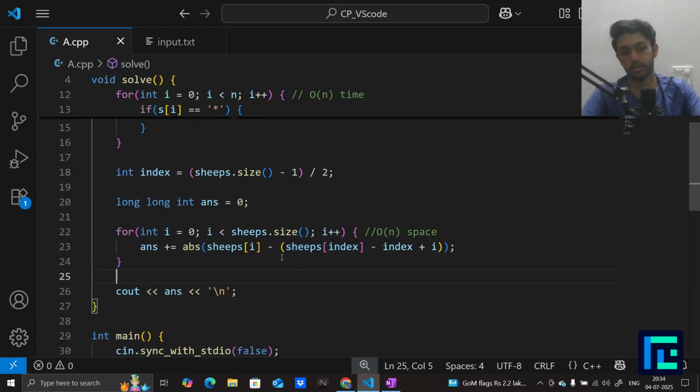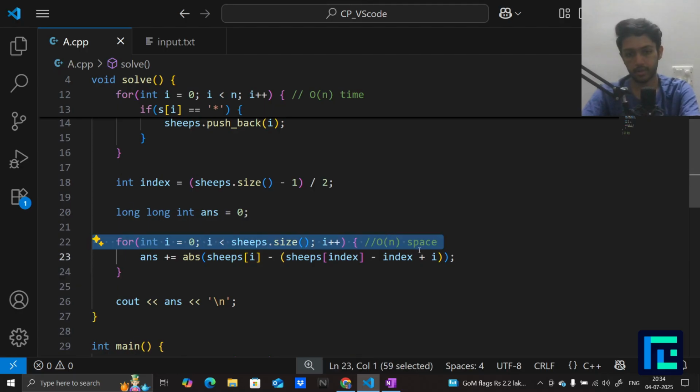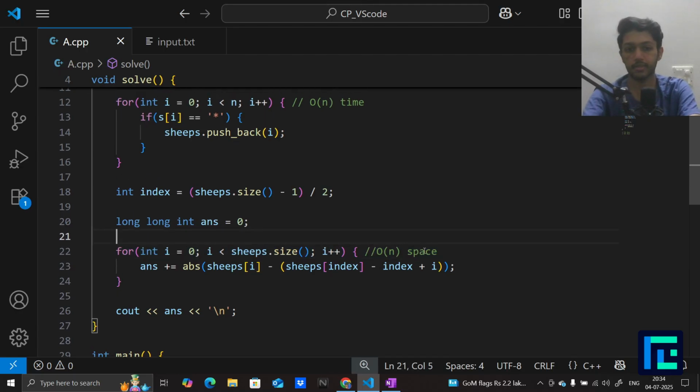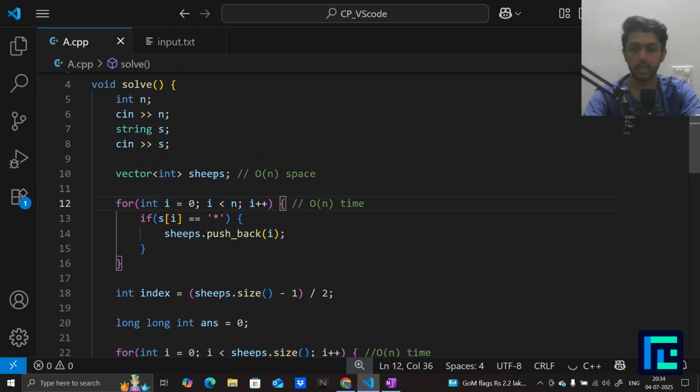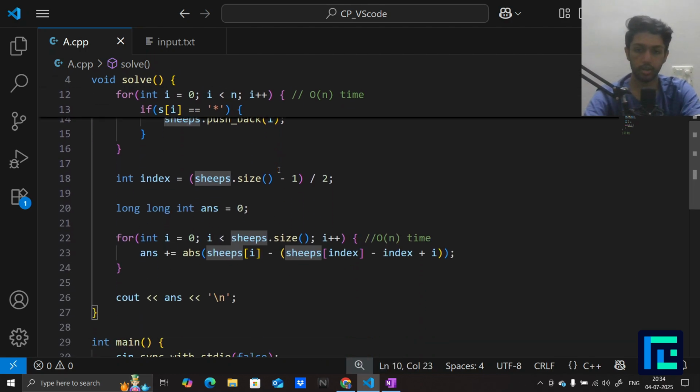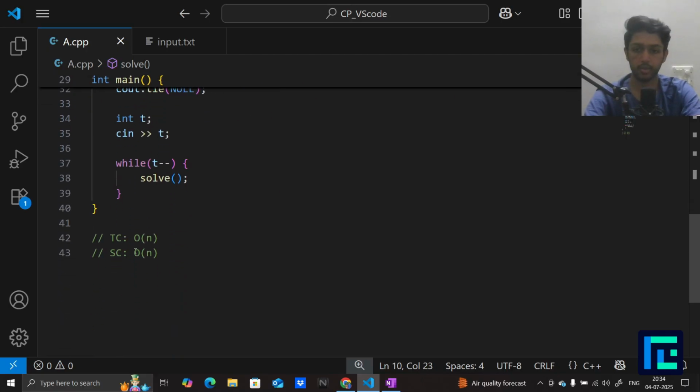Okay, so this for loop is O of n time, and this is also O of n time, and this takes O of n space because the number of sheep might be n, right? So the total space is O of n, and the time also is O of n for the solution, right? So I hope you understood this, and thanks for watching.